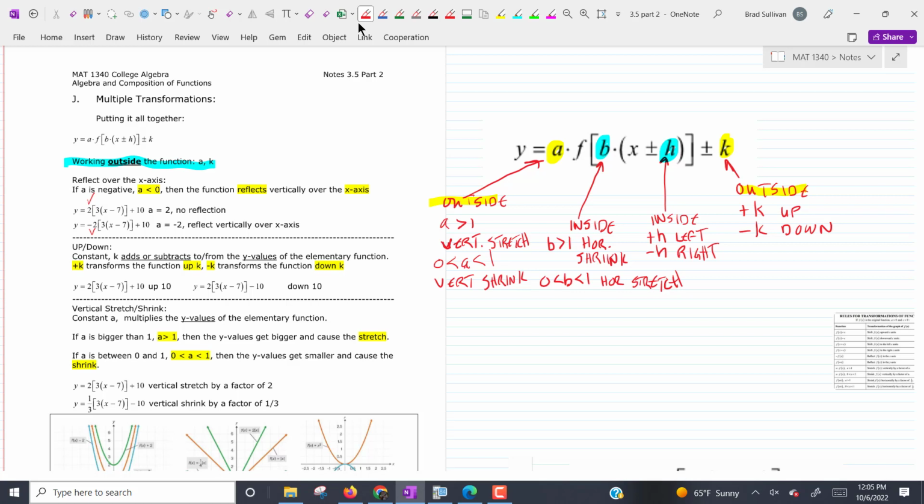Okay, up, down. Look at my 2 examples here. You're outside. If you're adding 10, you're up 10. If you're subtracting 10, you're down 10. You just have to know where the numbers are and how they cause the function to transform. Here's how vertical stretch and shrink works. For this number in front, in this example, 2 is bigger than 1, so that stretches vertically by a factor of 2. 1/3 is a fraction between 0 and 1, therefore you shrink by a factor of 1/3. That's how that goes as we're summarizing.